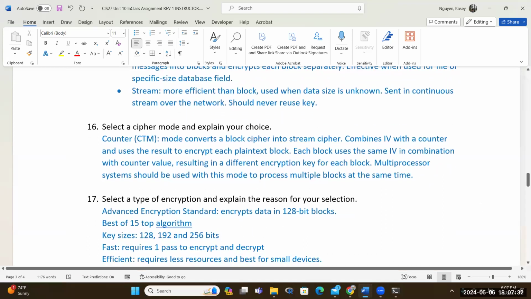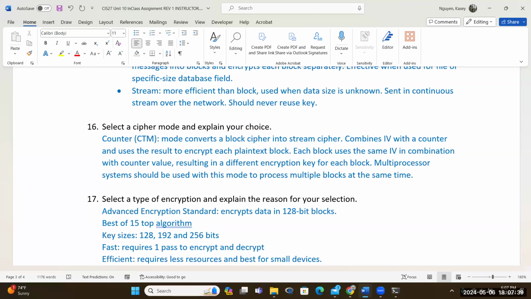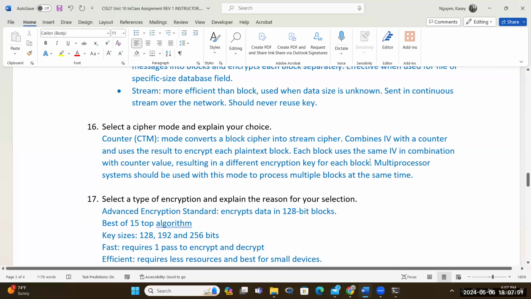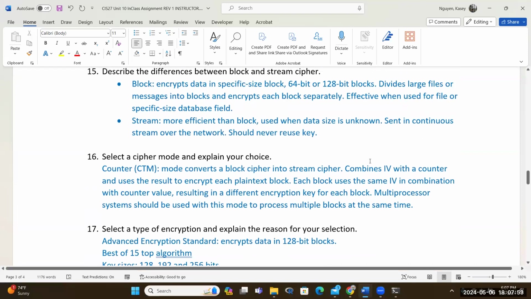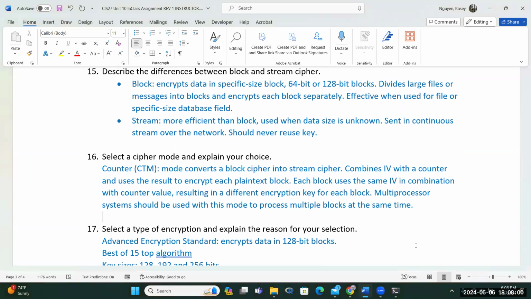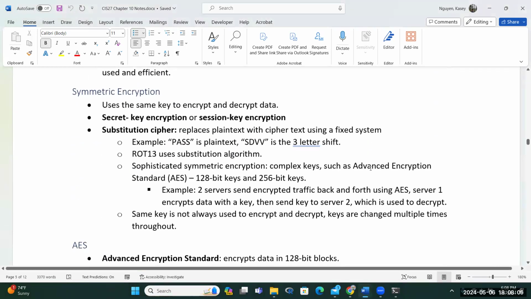Okay, so you can select any type of encryption that you want, and then you can provide some reasons why you selected it. So before we answer 17, we should look at the notes and look at the different types of encryption and what kind of technology is being implemented for each of the encryption types. Okay, sorry. Let's go through here.